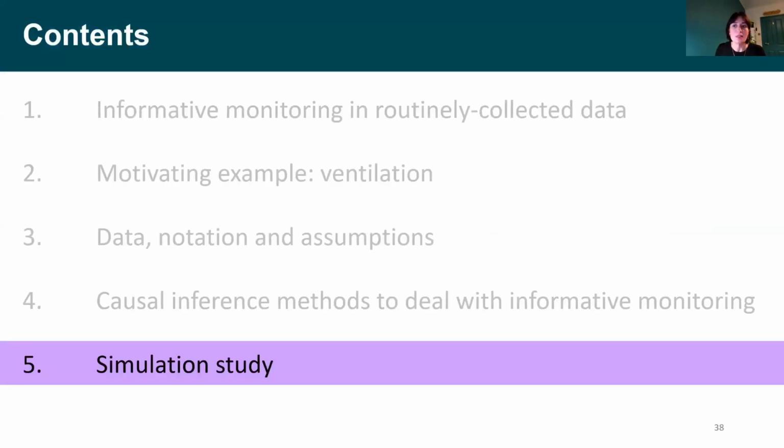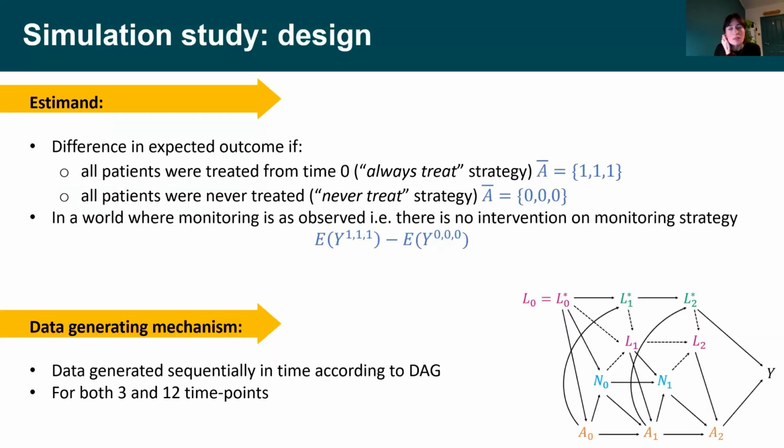In the last few minutes of this talk, I'll very briefly describe a simulation study that I conducted to compare these methods and present some of the results. In terms of design, the estimand of interest was the difference in expected outcome under the always treat and never treat strategies. I generated data sequentially in time according to the data structure set out in the DAG described previously, for both 3 time points, which I demonstrate here, and also for 12 time points. I considered a single continuous covariate L star and a continuous outcome Y measured at the end of follow-up.